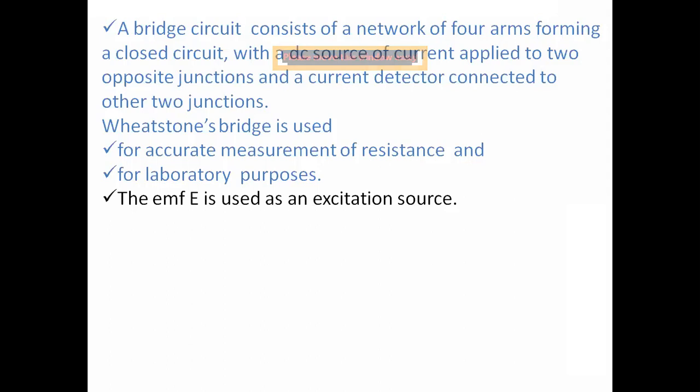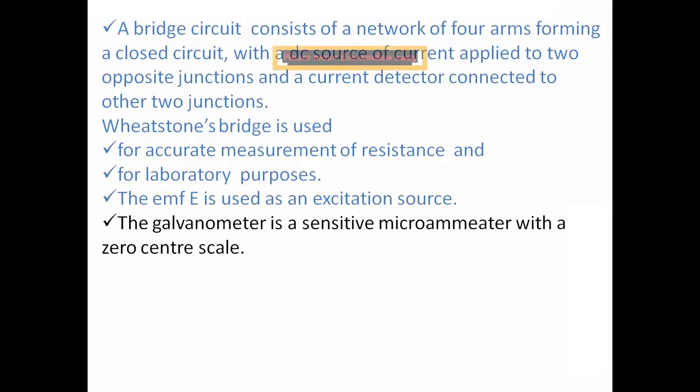In this Wheatstone bridge we apply an EMF voltage as an excitation source, and a galvanometer is used as a detector. A galvanometer is nothing but a sensitive microammeter with a zero center scale. In this galvanometer we have a scale with zero at the center.